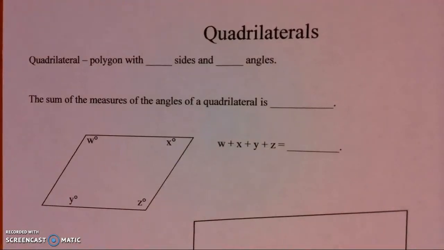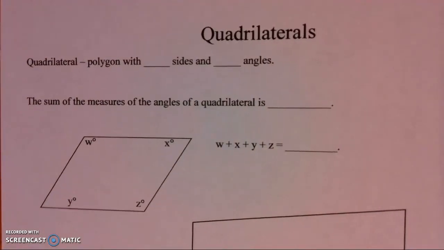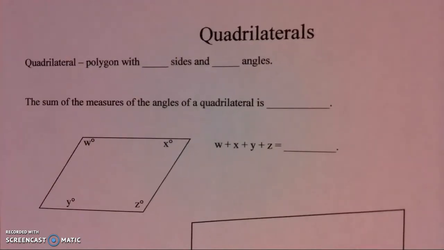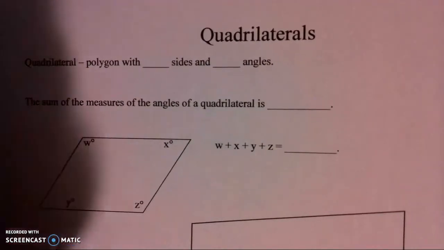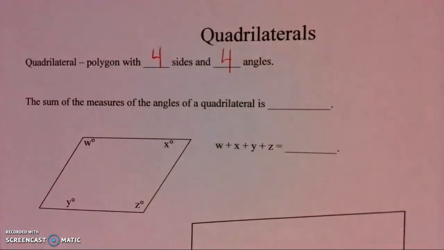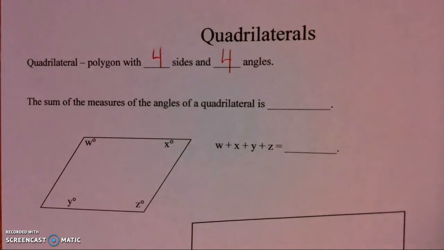Hi everyone. Today we're going to talk about quadrilaterals. Now, quadrilaterals are polygons, and they are polygons that have 4 sides and 4 angles. If you've got 4 sides and you've got 4 angles and you're a polygon, you're a quadrilateral.